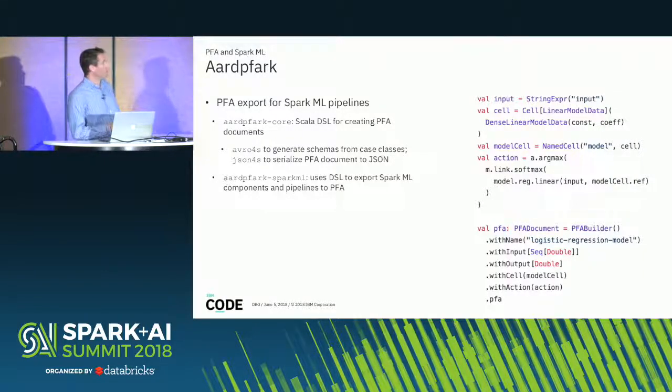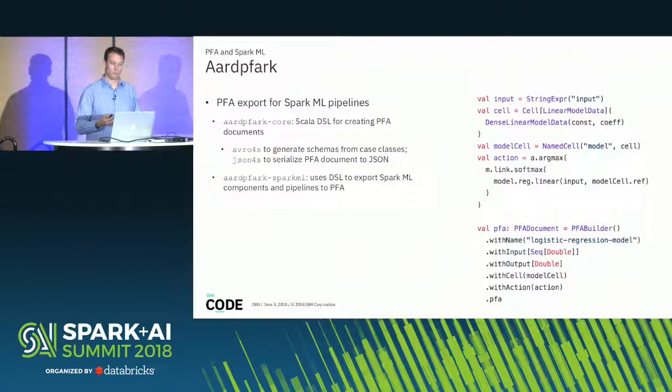And there are two components. The core is a Scala DSL, a generic DSL for creating PFA documents. That uses Avro4S to automatically generate schemas from case classes. And then Aardvark Spark ML uses this DSL to export the Spark ML components to PFA.